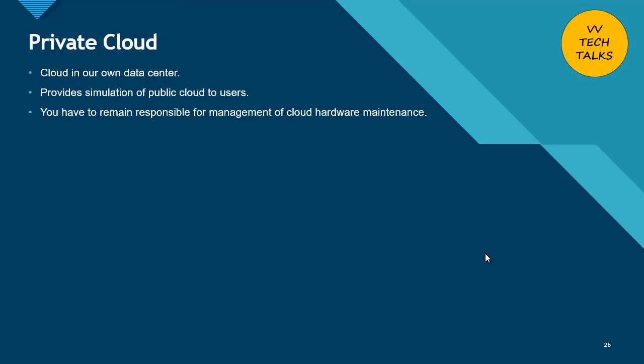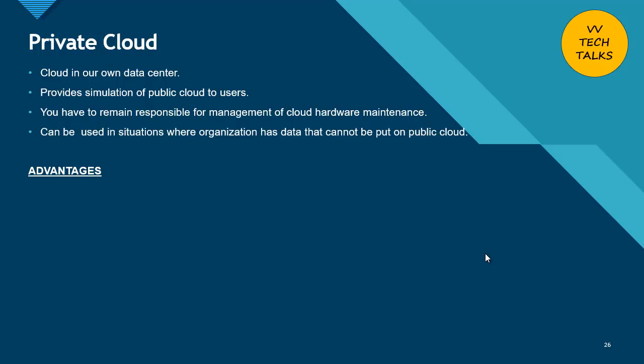And if we are managing our own cloud, we are responsible for management of cloud hardware, maintenance and installation, etc. Private cloud can be used in a situation where the organization has data that cannot be put on a public cloud. This is the condition where we have to use the private cloud instead of public cloud. One advantage of using the private cloud is that if we have any legacy applications that require a specific type of hardware like mainframes, we can use that mainframe within our private cloud, whereas the same mainframe cannot be provided by the public cloud service provider. So we can run legacy applications.